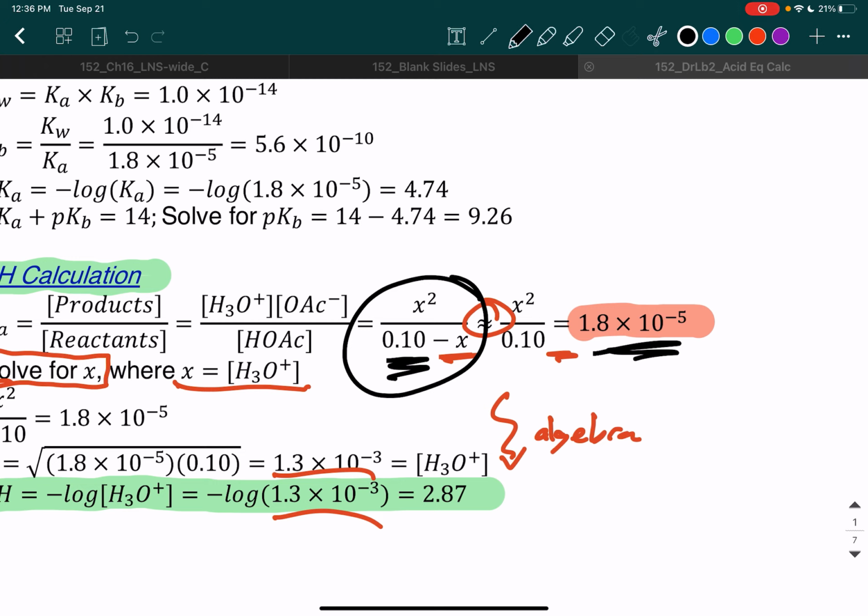This is not on test 2, so you don't have to worry about the quadratic formula. Okay, so the approximation will work on test 2. And then after test 2, we'll come back to it. And I'll try to get out my calculator and remind myself how to do that.